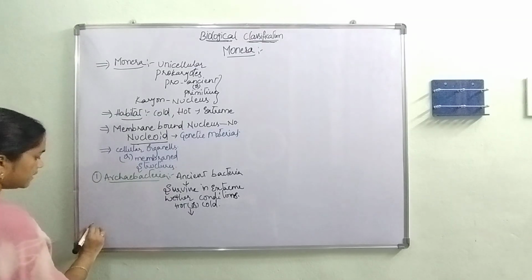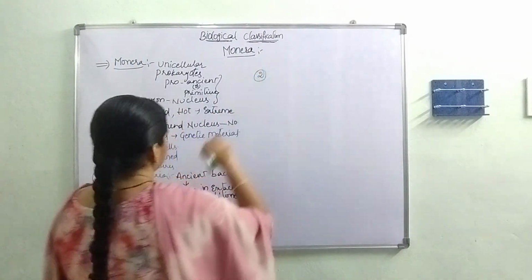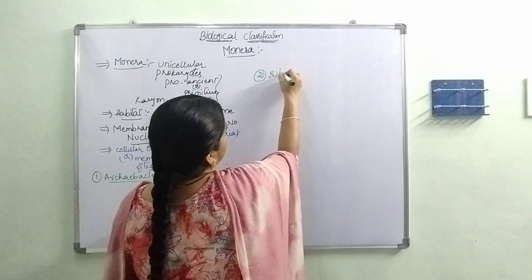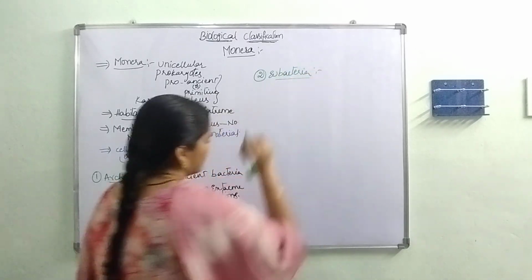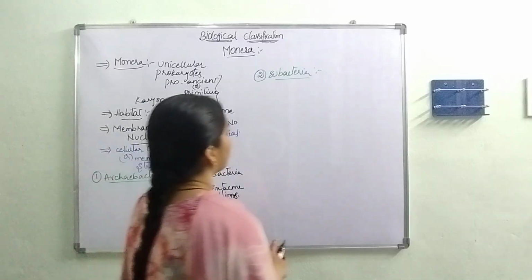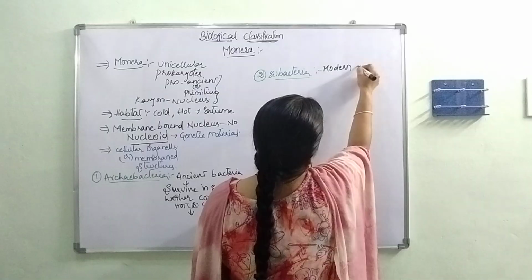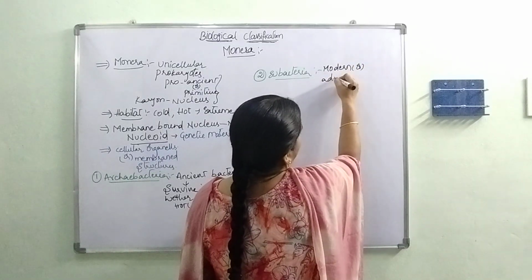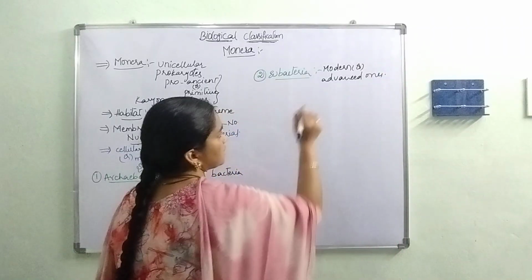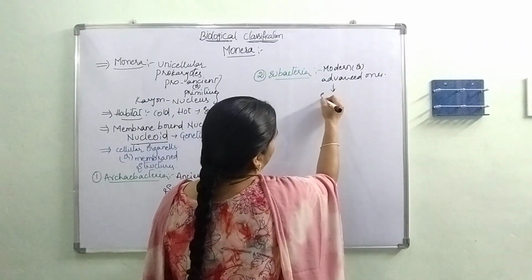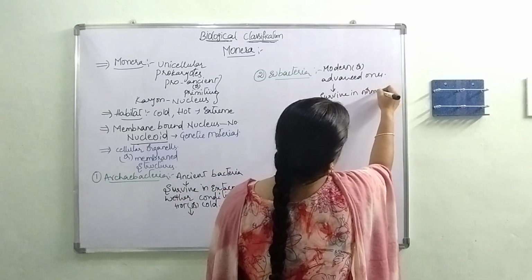And the second type of bacteria is eubacteria. These are modern bacteria, or advanced ones. These can survive in normal climatic conditions.